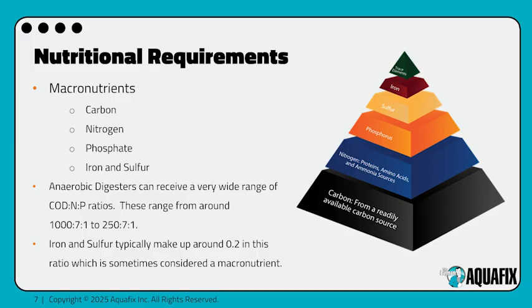So nutritional requirements are a big key to anaerobic digestion. You'll notice looking at the slide that if you compare this to something like an aerobic process, the carbon to nitrogen ratio is very, very different. In aerobic processes, typically you want about 100 parts carbon to somewhere in the 10 to 5 range for nitrogen and 1 part phosphorus. And in the anaerobic digesters, I'm looking at a wide range of something like 1,000 to 7 to 1 or 250 to 7 to 1.